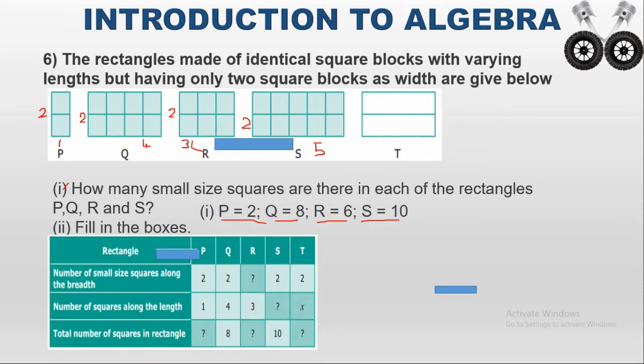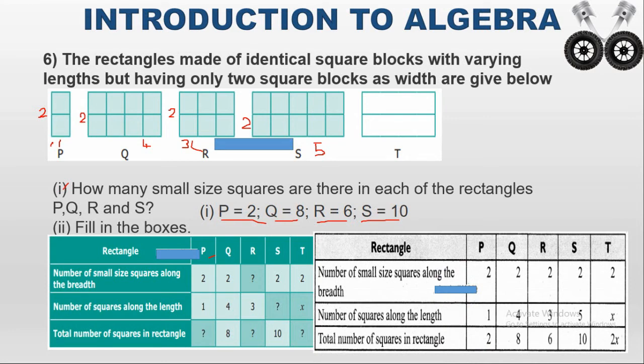So what is the next question? Fill in the boxes. A table is given. In that table some values are missing. You have to find the missing values. So for the rectangle P, the number of small size squares along the breadth. So in the breadth how many squares are there? It is 2. Number of squares along the length. So along the length how many squares are there? 1. So the total number of squares in the rectangle. That means you have to multiply length into breadth. So 2 into 1, the answer is 2.